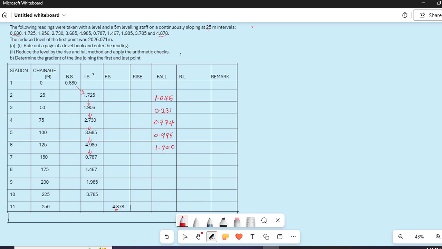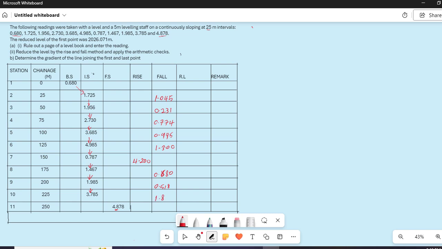Then the next one is 4.985 to 4.2. So it's a positive, so it is a rise, and this one I book as 4.200 in 3 decimal places. Then I have the next one, 0.787, deduct 1.467, and this one is giving me a negative of 0.680. Then I have 1.467, I deduct 1.985, this is giving me a negative again of 0.518. Then 1.985, deduct 3.785, this is giving me a negative of 1.800.